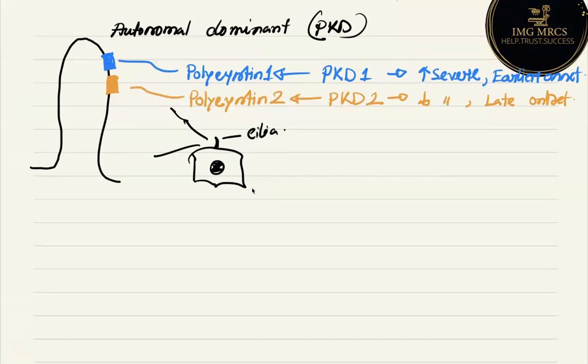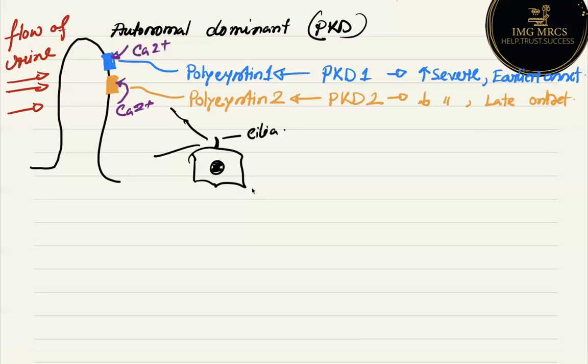Now, what is the function of this cilia? These are known as the primary cilia. When there is a flow of urine, or urinary filtration, it causes movement of the cilium, just like the normal cilium. What it does is it can influx some calcium via these receptors of polycystin 1 and polycystin 2. So this calcium is responsible for inhibition of abnormal cell proliferation.